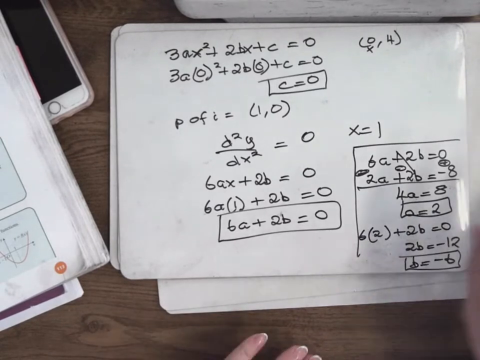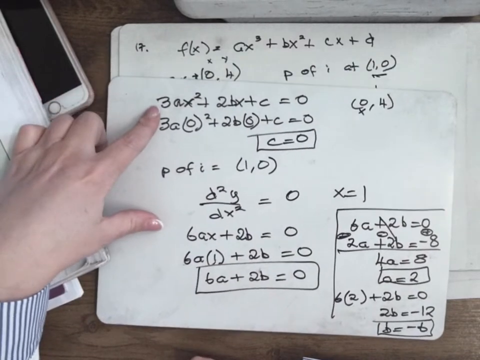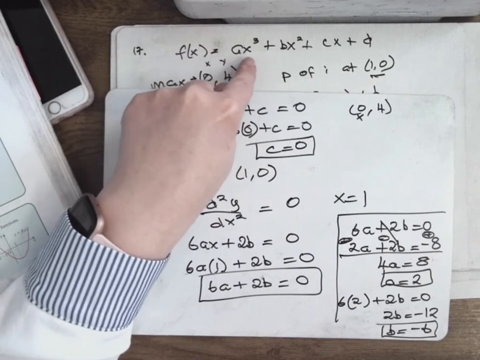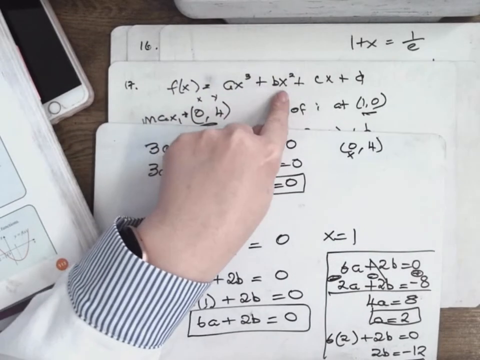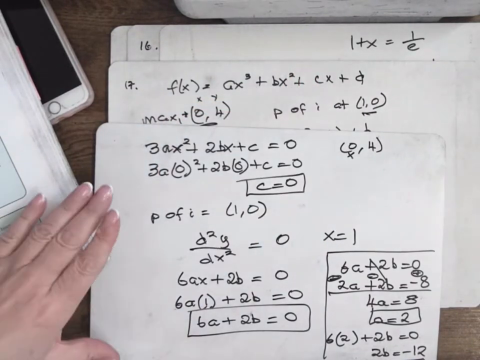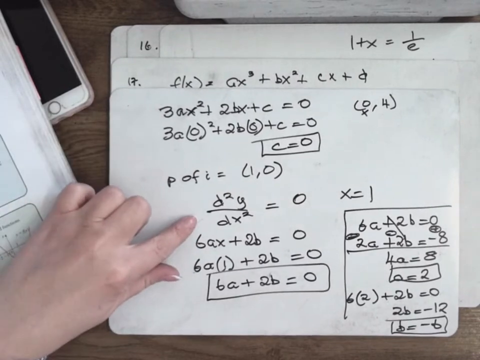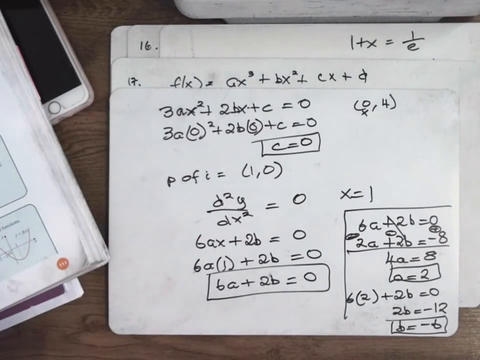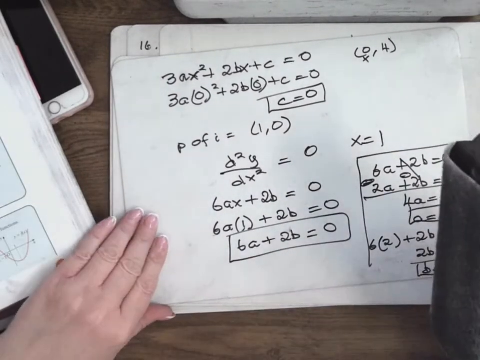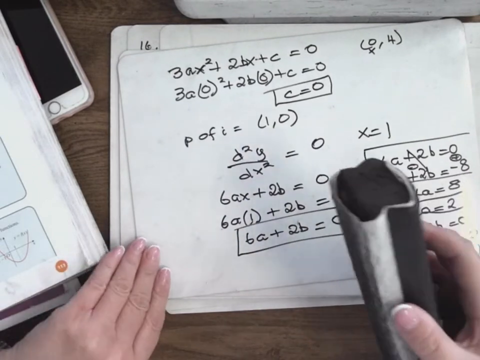Where did you get 3ax squared plus 2b? I differentiated it. Bring the power down front, reduce the power by 1. So the 3 comes down: 3a x to the power 2 plus 2b x to the power 1 plus c. So differentiate it. And where did I get this one? I differentiated again because it's d2y dx2. Are we good? These are the questions near the end of the exercise, so they're hard. But we get there.